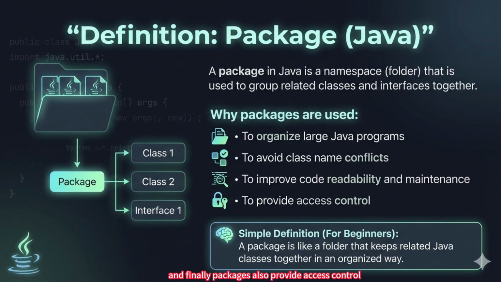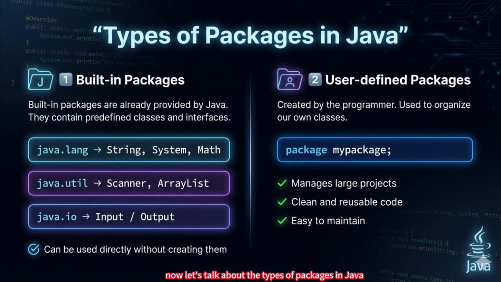And finally, packages also provide access control, so you can control which classes can be accessed from other parts of the program. So, in simple words for beginners, a package is like a folder that keeps related Java classes together in an organized way. Now, let's talk about the types of packages in Java.